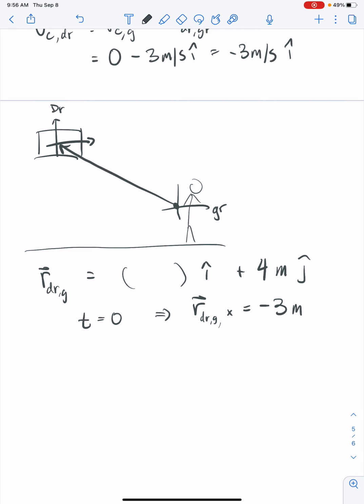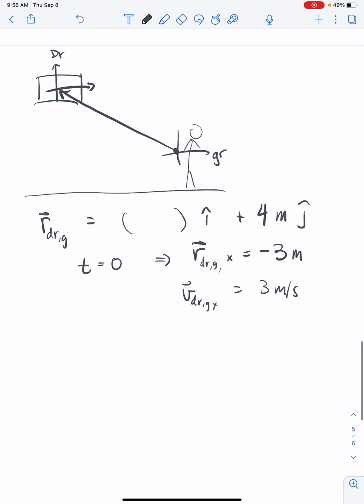And then it's going to move at a velocity of 3 meters per second. So we can write an expression for this as a function of time, which is negative 3 meters plus 3 meters per second times time, and that's the i hat component. And then the j hat component we already found above. So this is the vector of the drone with respect to the ground as a function of time.